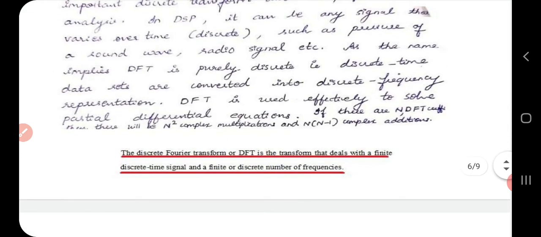That is, if we have n DFT coefficients, the number of multiplications will be n square, whereas the number of additions will be n into n minus 1. N actually stands for the length of that particular sequence. Now DFT is also used to solve partial differential equations.